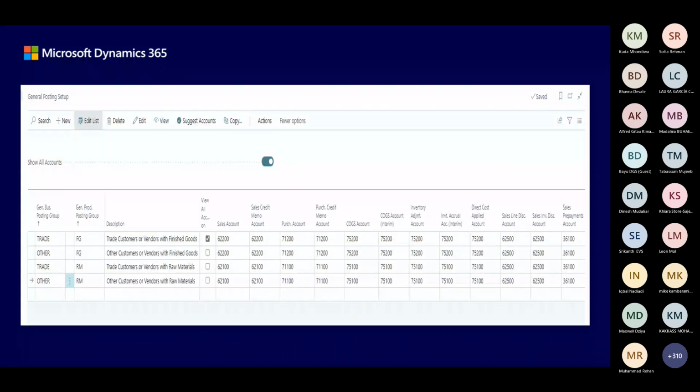So here's an example where I've set up a simple general business posting group and general product posting group. This is for the customer and vendor. This is for the items. I've only set it up for items. Then here you decide on the GL accounts from the chart of accounts. This is the bridge I mentioned earlier. I will explain the closing stock concept in a minute, because this is where COGS and all these other accounts come into play.